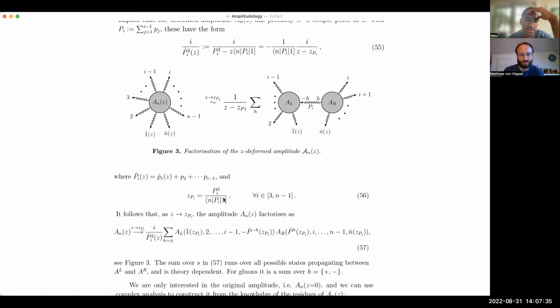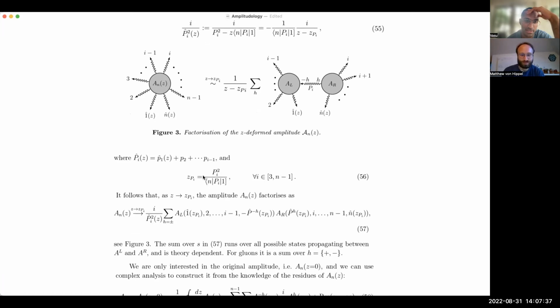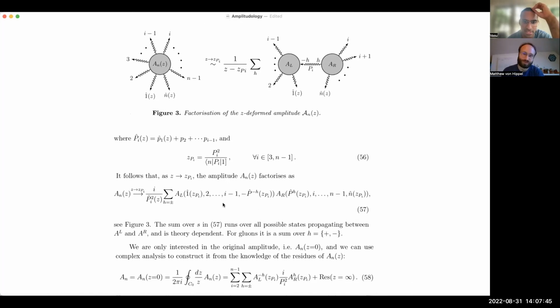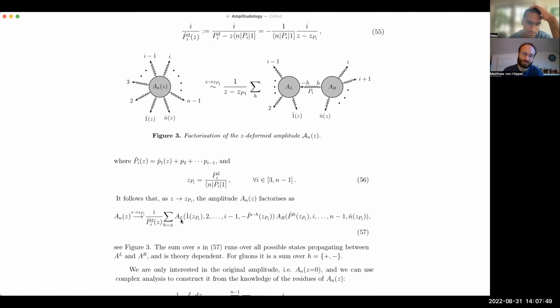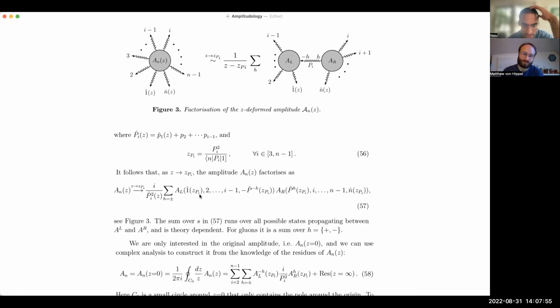Fine, okay. That's where we expect there to be these poles. And then we have A factorizing in the following fashion. So these two blobs are basically AL and AR, where now the shift is seen in 1 minus p to the power minus h, p to the power h, and n.